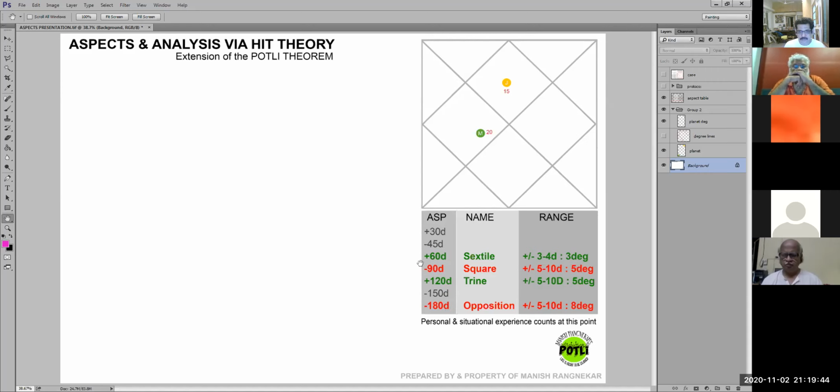So if you remember what we did in the Portly theorem, 60 and 120 we consider as good and very good. 90 and 180 we consider as bad and very bad. Correct? These are the names of the things in that red green chart or anything else, but you don't need to break your head so much over it. This is what is important now.